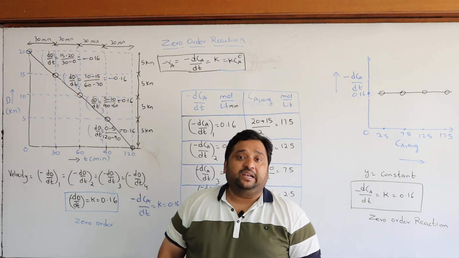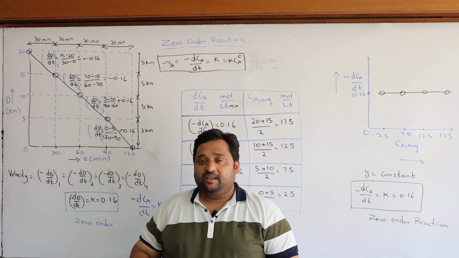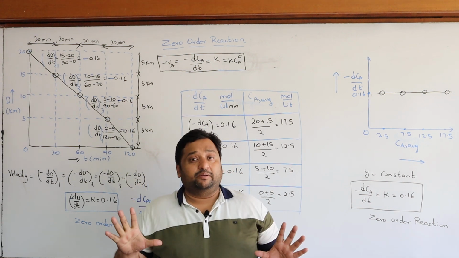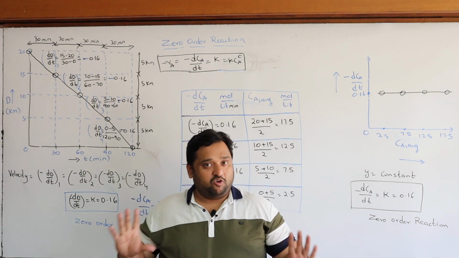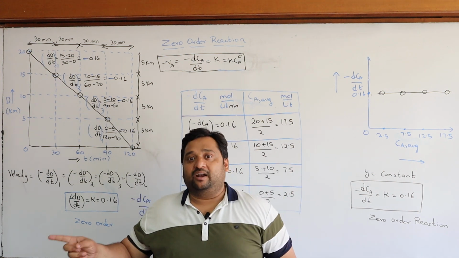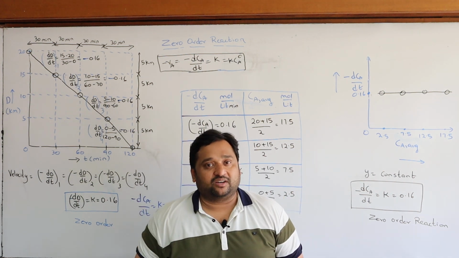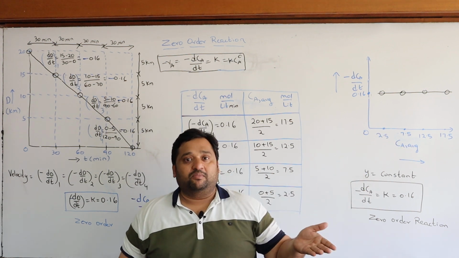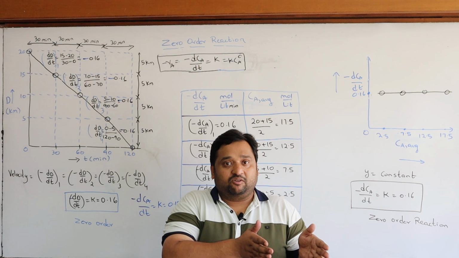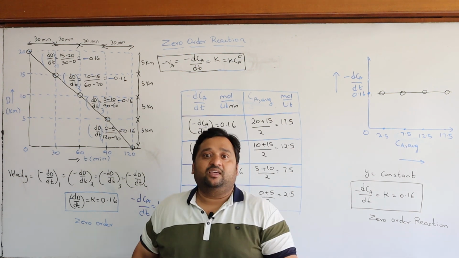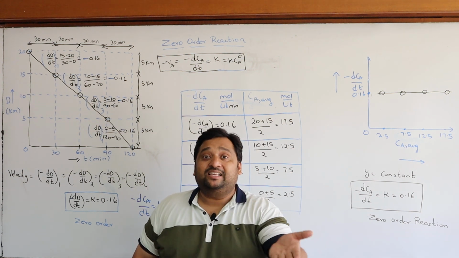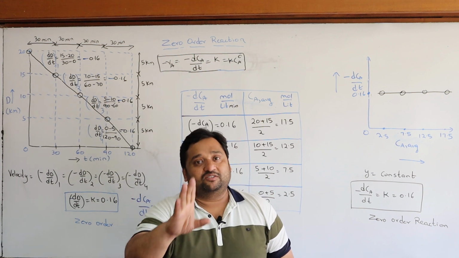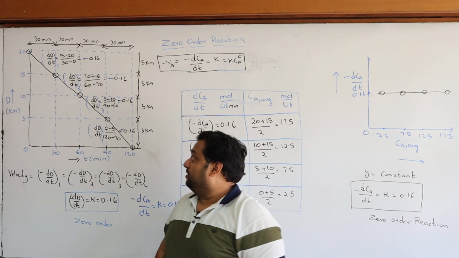dCA by dt is the rate, the speed, right. In a 0 order reaction, dCA by dt is equal to K, that is constant, which means the speed of the reaction is constant from the beginning to the end. Irrespective of whether the concentration is 20 moles per liter or 50 moles per liter, the speed is the same. If the speed is the same irrespective of the concentration, then it is called a 0 order reaction. Let us try to prove it today.